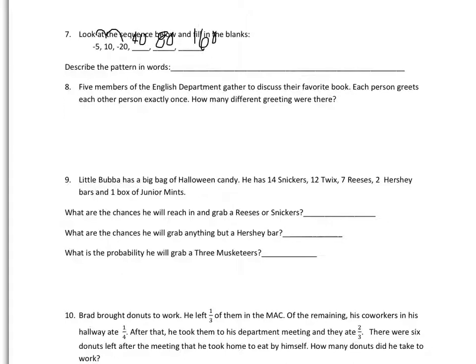Now, notice that we go negative, positive, negative, positive, so maybe it's not that we're multiplying by 2, maybe we're multiplying by negative 2. So 5 times negative 2, positive 10, times negative 2, negative 20, so that means the 40 should be negative, but when we multiply that by negative 2, we have negative 80, positive 160. So describe the pattern in words. Multiply by negative 2. So that's what we're doing right there.